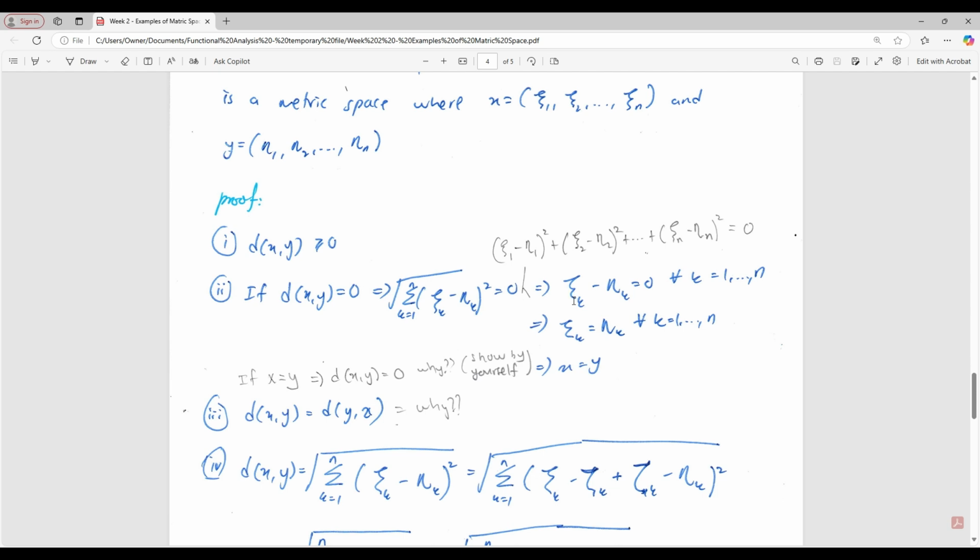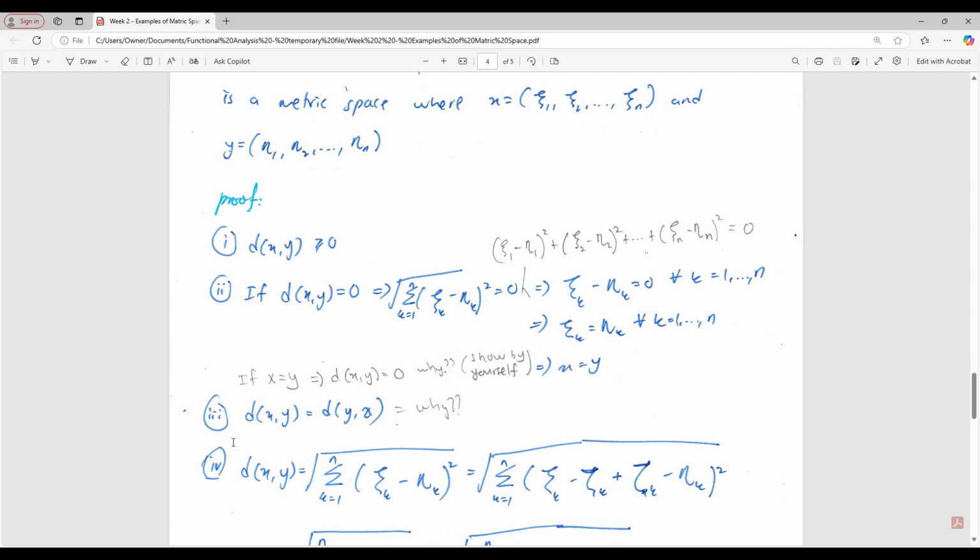So this implies that for every k from 1 to n, psi k minus eta k must be equal to 0. So this implies that every eta k is equal to psi k. So hence, because each of the tuples here are the same, we can conclude that x must be equal to y. So now your task is to start with x equal to y, then show that the distance between x and y must be equal to 0.